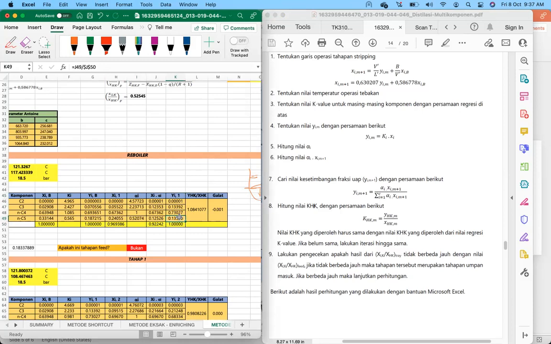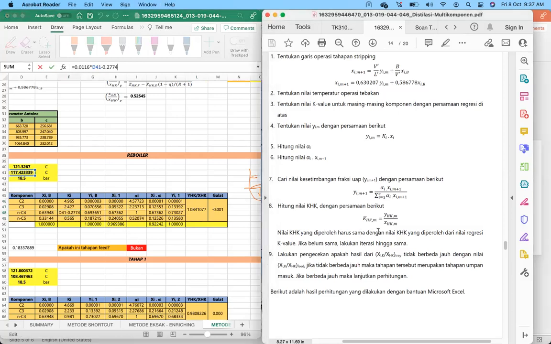Okay, and this is also the same, so we want to find the new calculated value, and then we need to compare it with the k value from the temperature. Okay, so the basis is the same. Nilai KHK diperoleh harus sama dengan nilai KHK yang diperoleh dari regresi k value. Kalau jika belum sama, lakukan iterasi dengan sama.